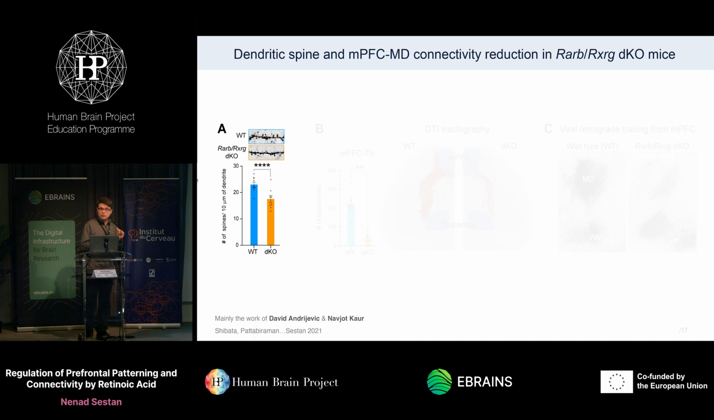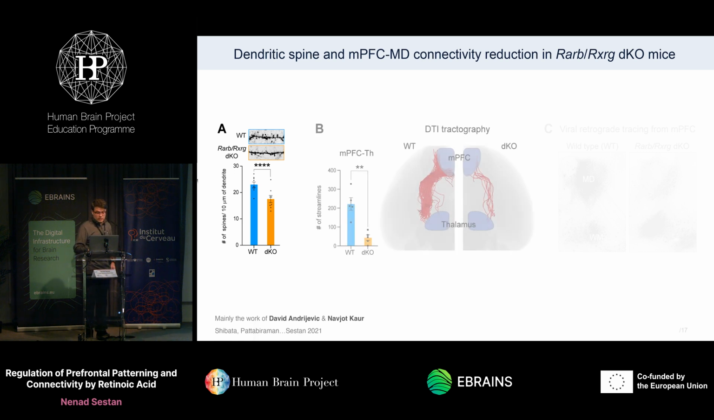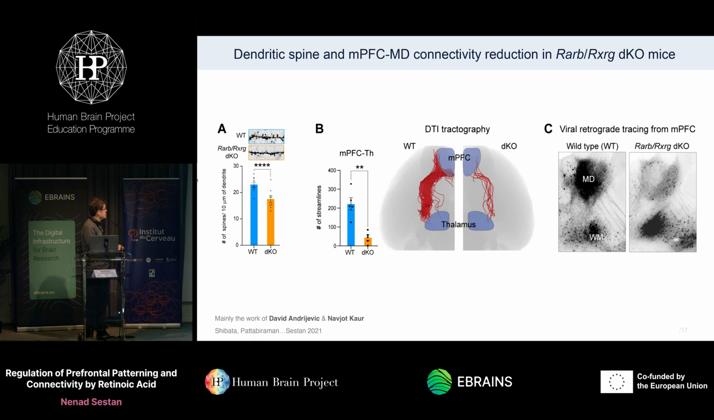This was not true for all other non-prefrontal areas that we looked at. There were no differences, indicating that this phenotype is specific for prefrontal cortex. And then we looked at connectivity between prefrontal cortex and mediodorsal nucleus using two techniques. One is DTI tracing in mice, as well as viral retrograde labeling.